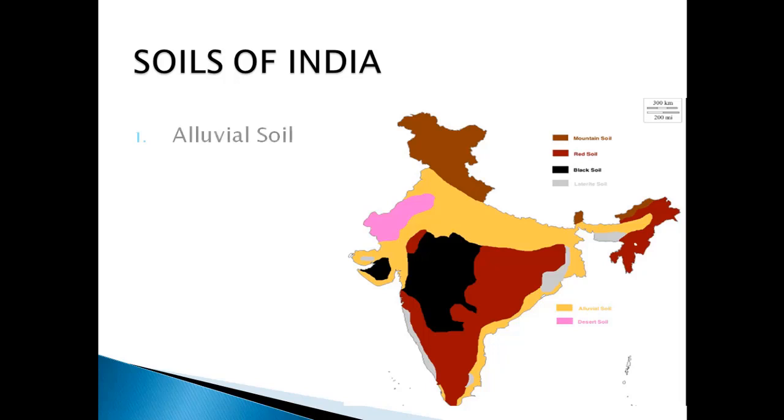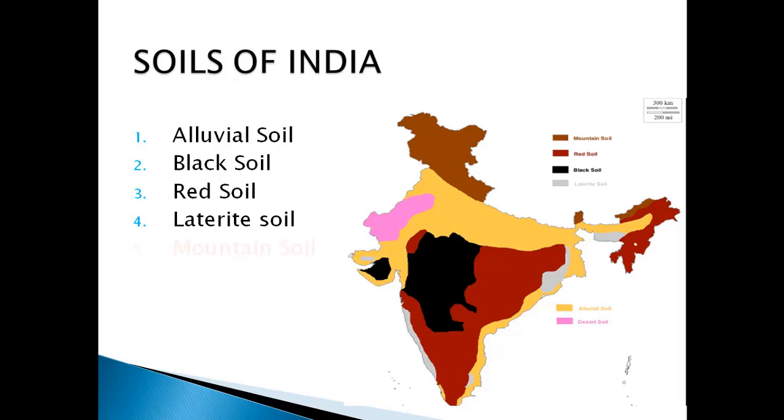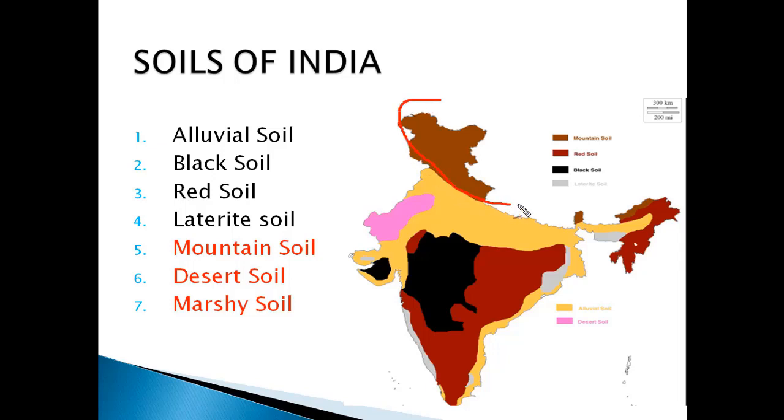There are four primary soils in India: alluvial, black, red and laterite soil. Besides these four soils, three other types of soils are also available in India: mountain soil, desert soil and marshy soil. Now I'll show you the references of the last three soils. Mountain soils are mainly confined to the hilly regions of India. Desert soils are mainly found in the northwestern part of Rajasthan, and marshy soils are mainly found in the deltaic region. Now we'll learn the first four soils in detail.